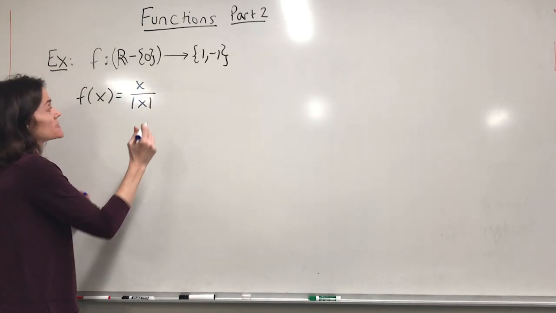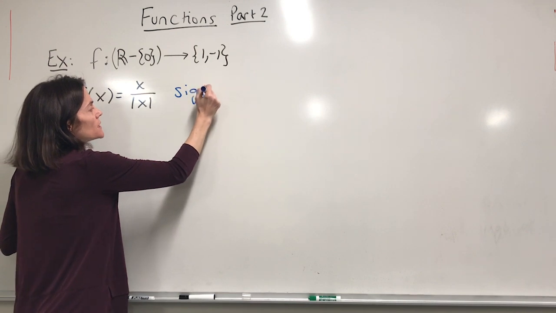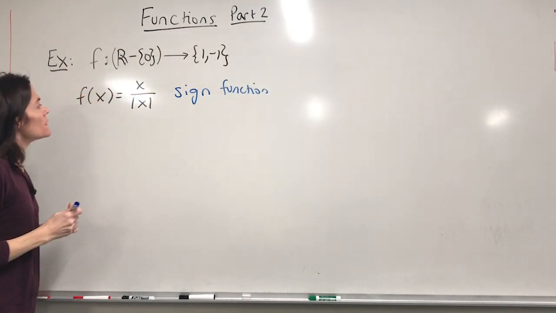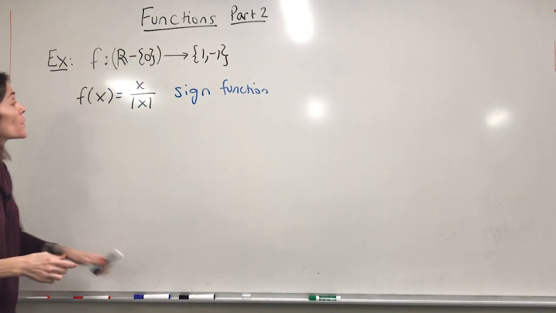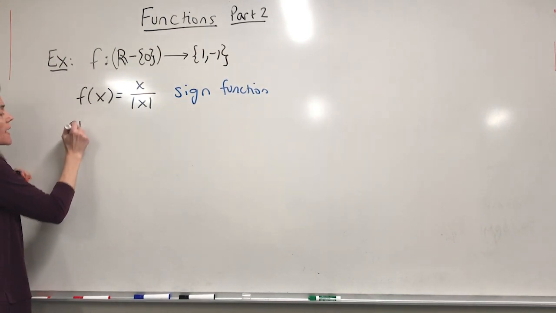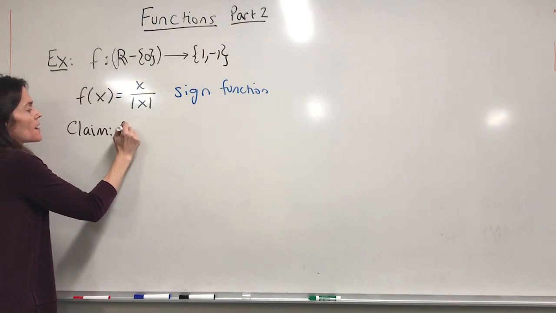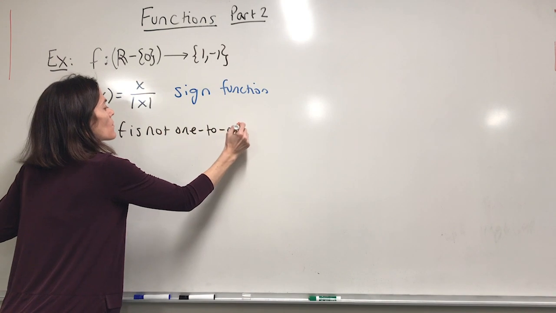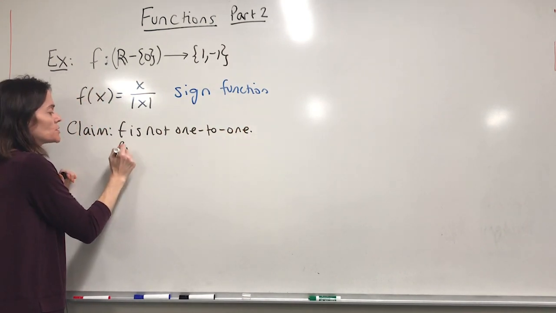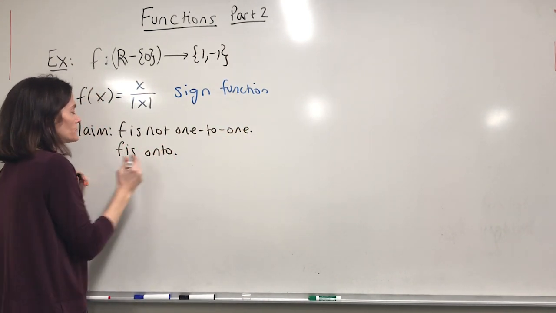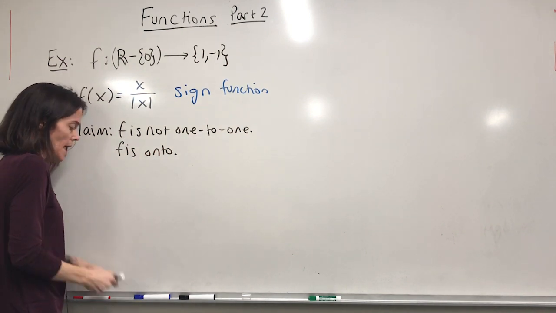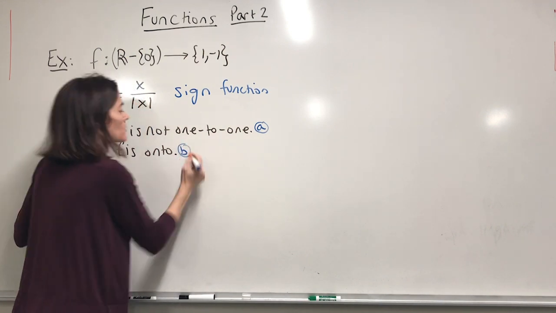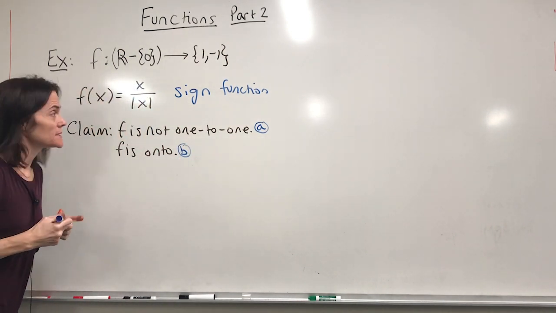What you see here is the sign function. And what do we know about this function? So my claim: f is not 1-to-1, and f is onto. Maybe I should label these. This will be A, and this will be B. Well, neither of these are too hard to see.